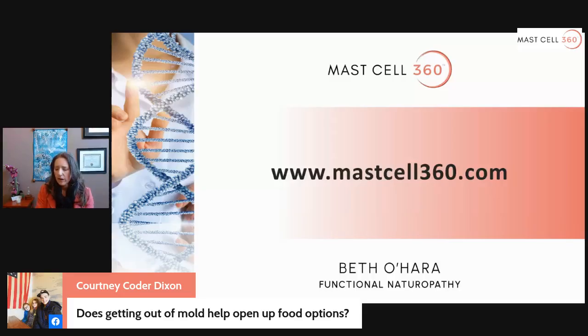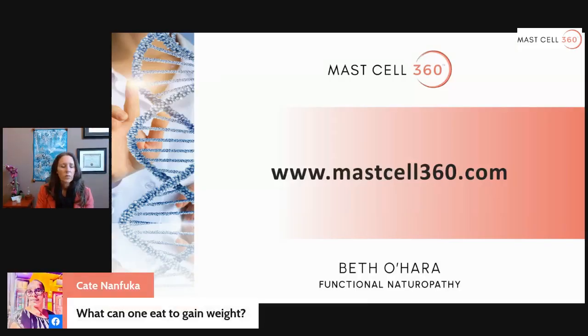And then Kate's asking, what can you eat to gain weight? That's so individual. It's a good question. Typically, to gain weight, people are looking at bringing on some carbs and some fat, but then you've got to look at what you can tolerate. Where are you? So that's one of those real individual questions.